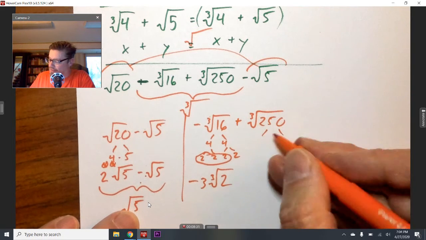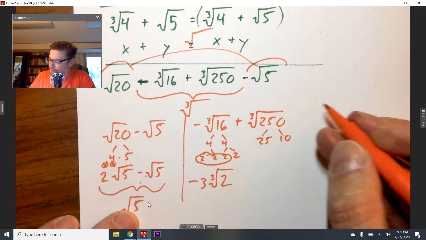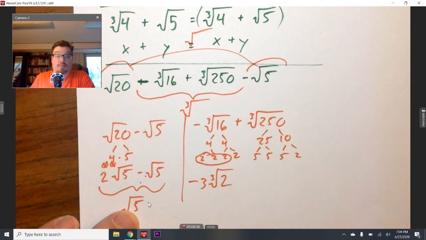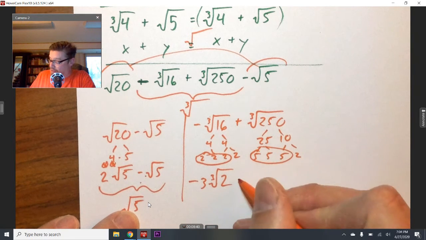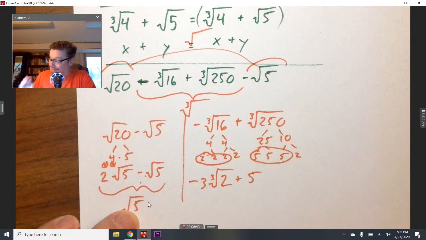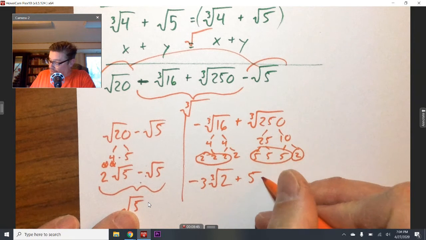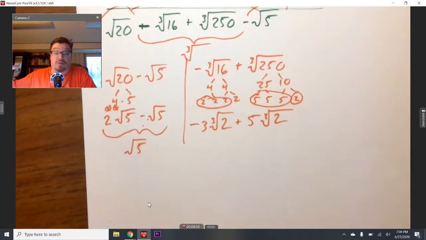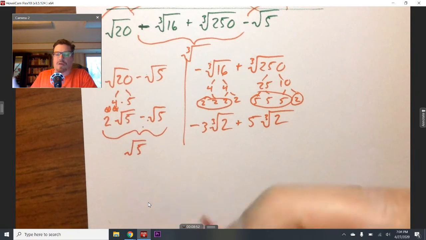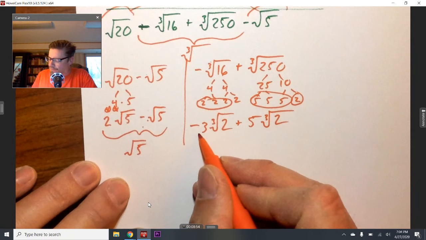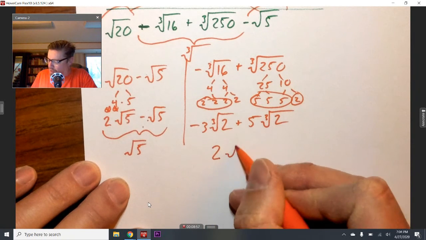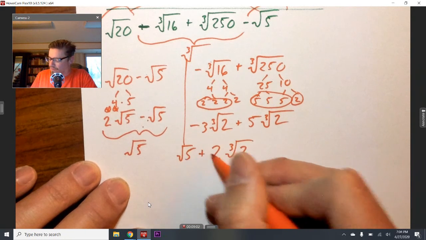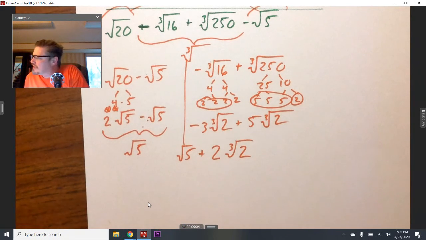So I keep going. Let's see, 25 times 10. That's 5 and 5, and that's 5 and 2. Perfect. I got a triple here of 5s, so that's going to come out as a 5, but then this 2 is left. So I have 2 left as the radicand. And you can see that they have identical radicands and identical indices, so I can add them together. Negative 2 plus positive 5 is 3, and then this guy is along for the ride, but don't forget that you have radical 5 left over there.